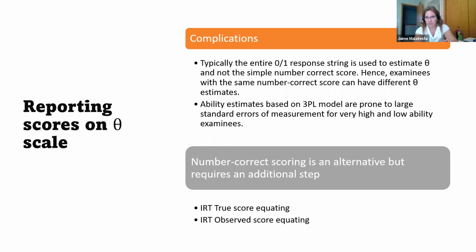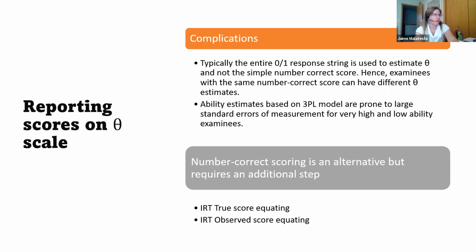But a lot of times the 3PL model is used in practice, and in that situation, examinees with the same number correct score can have different theta estimates, and that creates an interpretational problem when you're reporting scores to examinees. Someone will say, I answered the same number of items correctly as so-and-so, but we have different reported scores, and trying to explain that can be tedious.